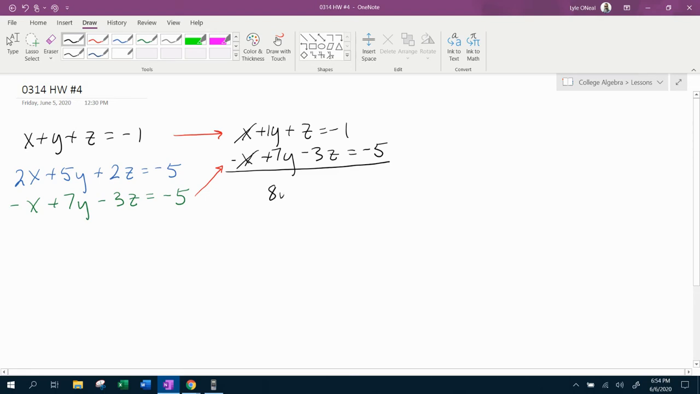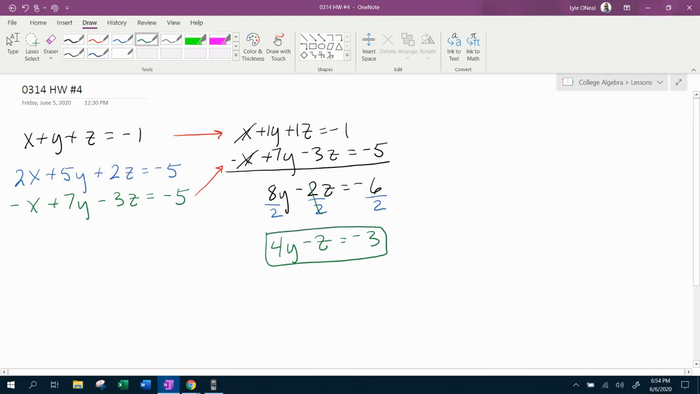Okay, so let's continue to add. 7 plus 1, that's going to give me 8y. 1 minus 3, that's -2z. -1 and -5 is -6. And just for fun, this is not necessary, but I noticed that 8, 2, and 6 can reduce. So I'm going to go ahead and reduce that to lowest terms just because it might make it easier to work with in a minute. So 8 divided by 2, that's 4y minus z. The 2's cancel. 6 divided by 2 is 3. And we're going to put that in a box, and leave it on hold for a second.